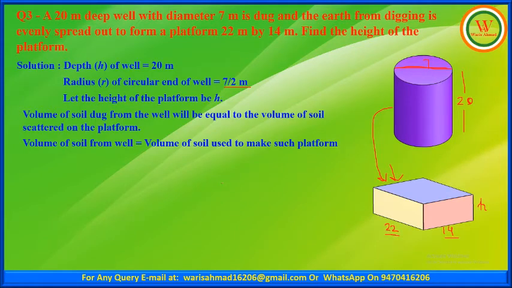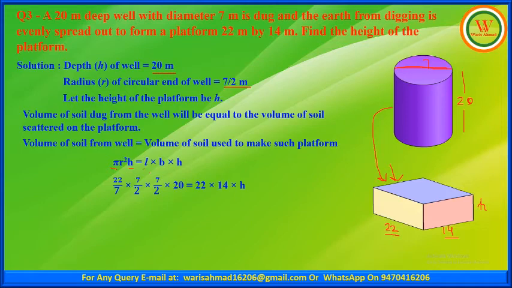After that we can write the formula of volume of soil of well, that will be equals to pi r square h, because this well is cylindrical in shape. So we can write the formula pi r square h, and for this platform we can write L into B into H. Radius of this well is given 7 upon 2 meter. So we can write 7 upon 2 meter. On the place of pi we can write 22 upon 7. On the place of h we can write 20 meter.